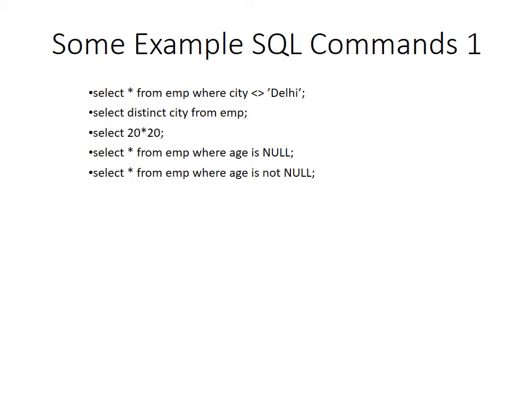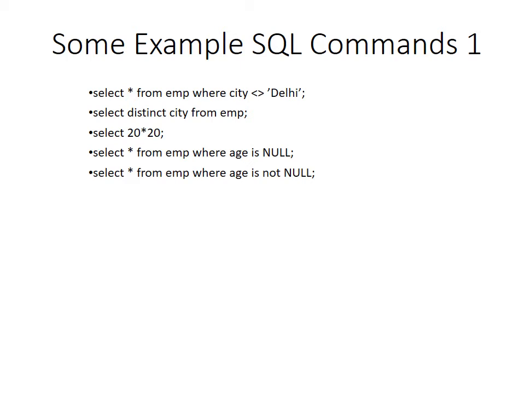Now select 20 into 20, just to conduct any mathematical application, any calculation. Select 20 into 20 is an example. Select star from EMP where age is null, in order to display the entire data from the table EMP in which the age is not entered, where the age is blank, nothing is entered in that column called age.